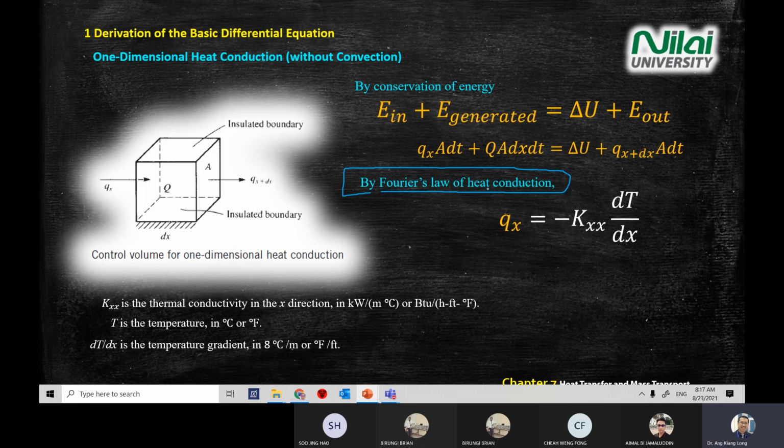Fourier's law of heat conduction means every time you see a conduction case, your Qx can be calculated as negative Kxx times the temperature differentiation: negative Kxx dT over dx. This capital T represents temperature. Kxx is the thermal conductivity. Why do you see an x there? Because it is in the x direction.